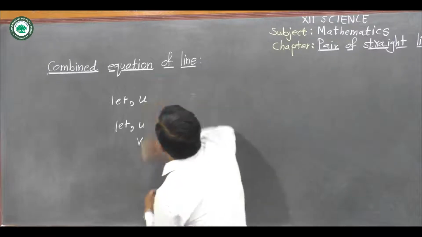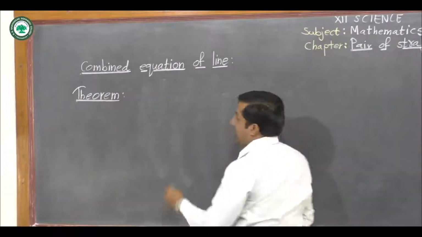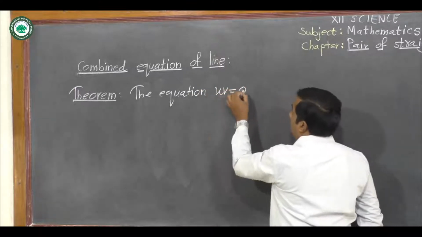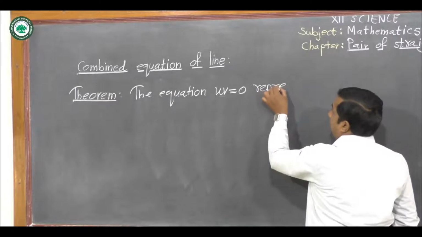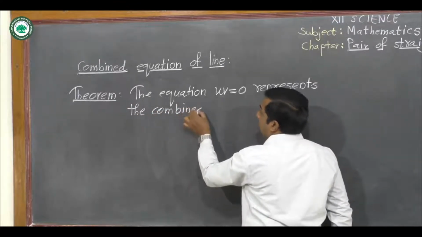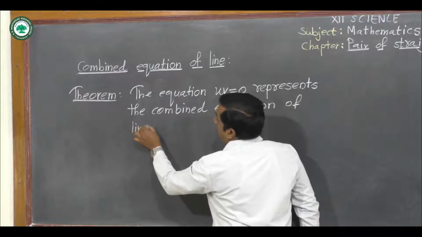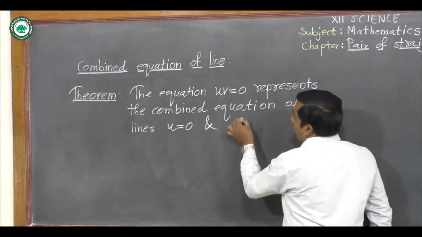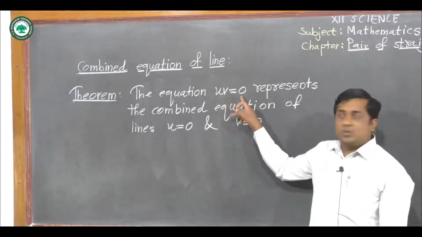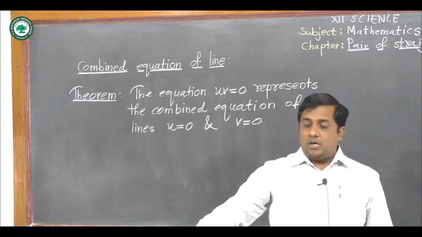To define this, we go with one important theorem. Theorem statement: the equation uv is equal to 0 represents the combined equation of lines u is equal to 0 and v is equal to 0. Remember this statement. The equation u into v is equal to 0 represents the combined equation of the lines u is equal to 0 and v is equal to 0.